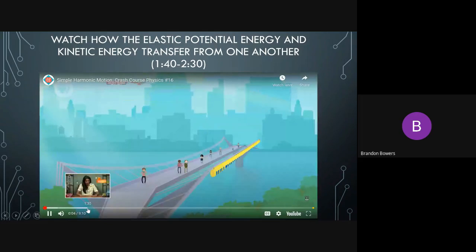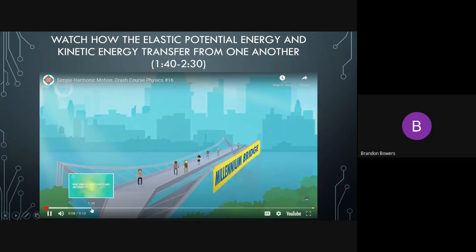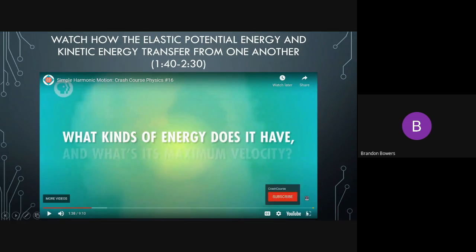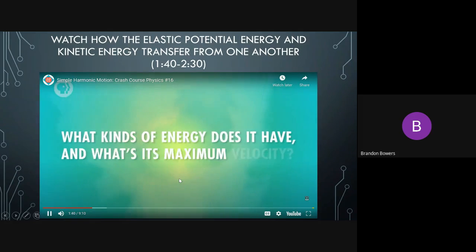In June 2001, officials in London unveiled a striking new feat of engineering, the Millennium Bridge. Have you seen this? No, I've seen about that bridge. Cool. What's its maximum velocity?